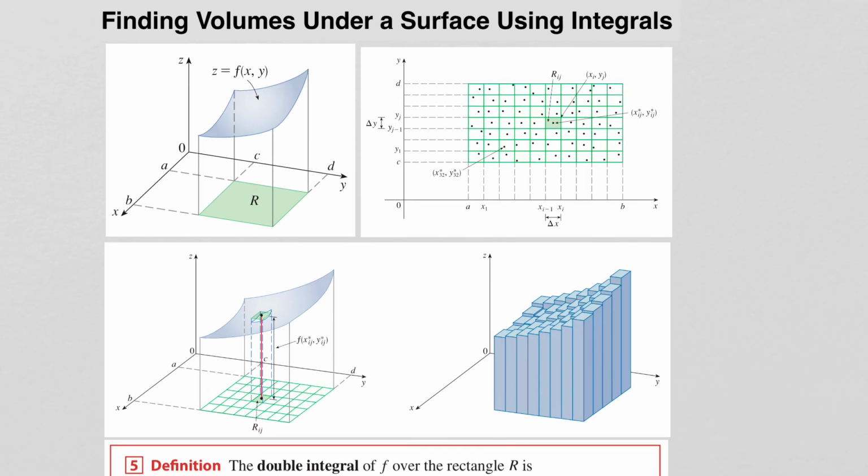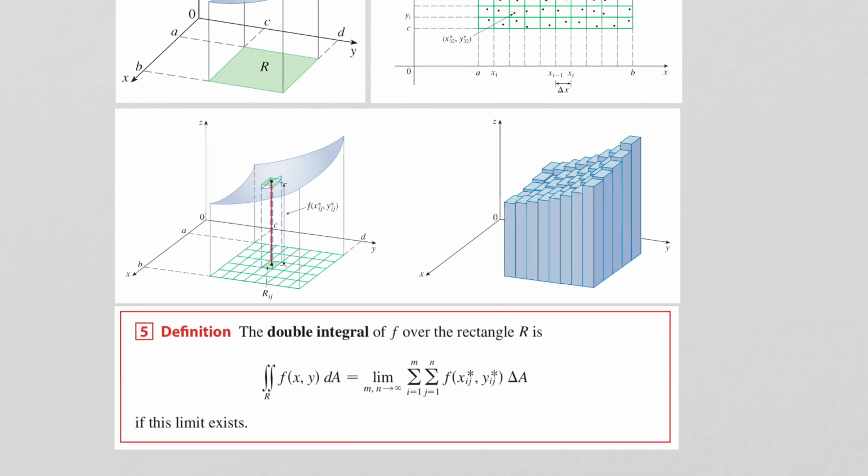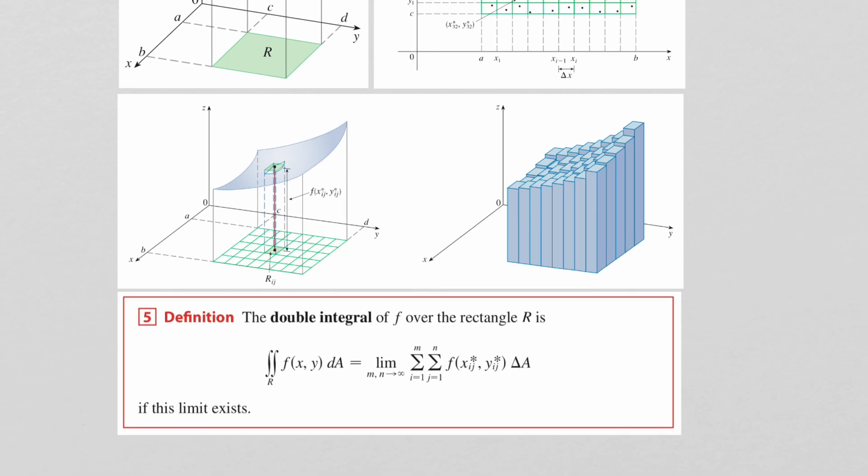So it is very similar to what we did in Calculus 1. Now if you do this for all of the rectangles that you see in this grid, you get something that looks like this. And you could find the volume of each one of these 3-dimensional boxes. And if you add up those volumes, this will be an approximate volume under the curve.